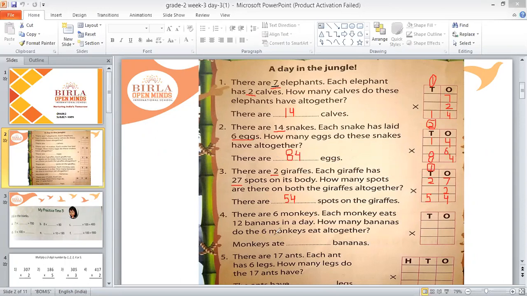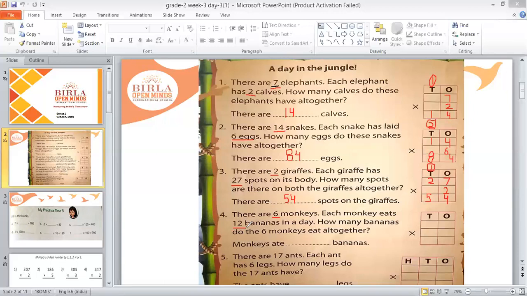Now next question, that is fourth bit. There are 6 monkeys. Each monkey eats 12 bananas in a day. This means that one monkey is eating 12 bananas in a day. Each means 1. How many bananas do the 6 monkeys eat all together?